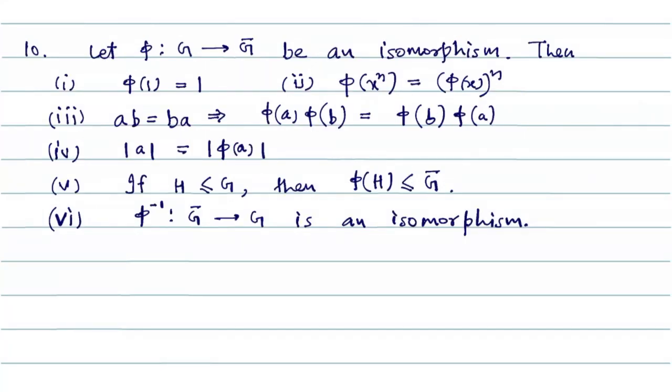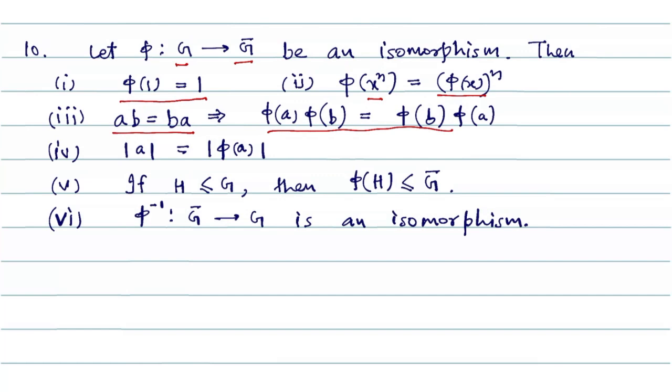These are some properties of an isomorphism. Under an isomorphism, 1 always goes to 1. The identity of G will go to the identity of G bar. x to the power n goes to phi(x) raised to the power n, and two elements in G commute implies that their images phi(a) and phi(b) commute in G bar.